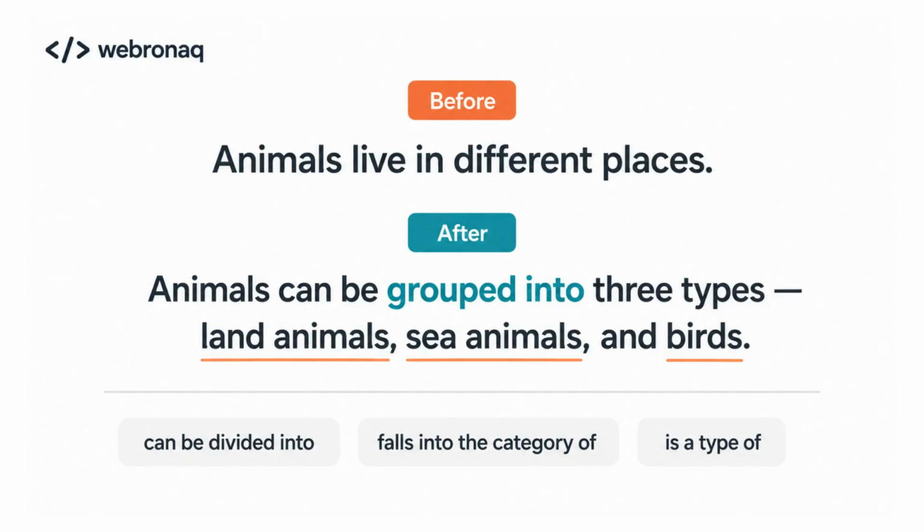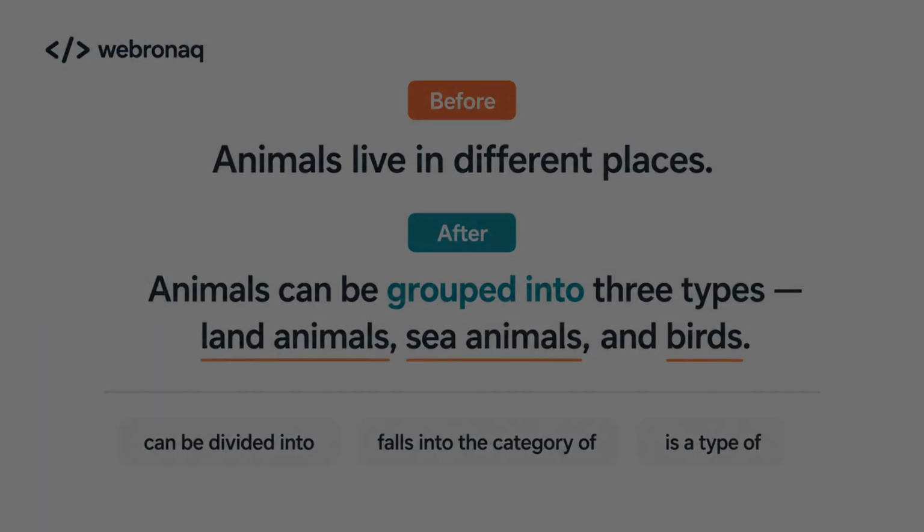The first sentence says, animals live in different places. That is fine, but it does not classify anything. Now look at the second sentence. Animals can be grouped into three types: land animals, sea animals, and birds. The phrase grouped into is the signal. It tells you that categories are coming right after it. When you see those phrases while reading, pause. A list of categories is usually just ahead. Next up, we move from classifying to another key pattern, cause and effect.